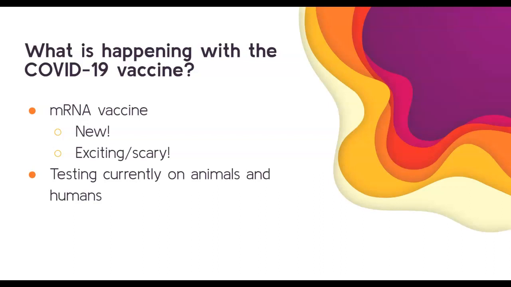Testing is currently happening on animals and humans. So yes, there is a vaccine that is in the testing phase. And what you'll learn about for the rest of your module today is more about that testing phase, why it's important, what happens during that phase, and how long it typically lasts.